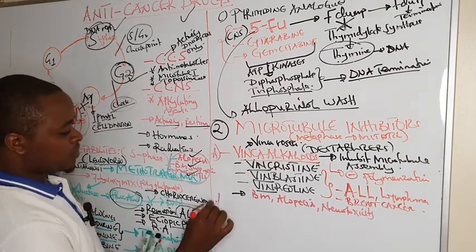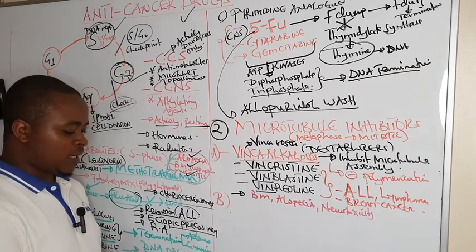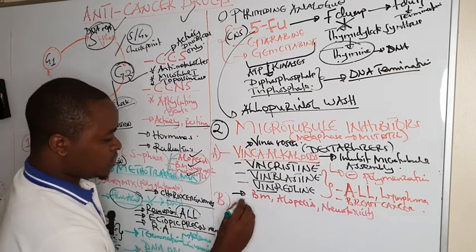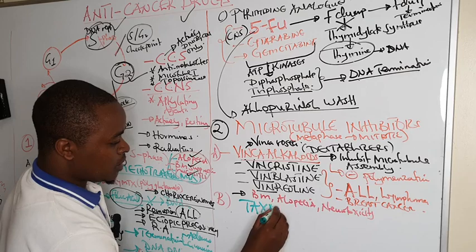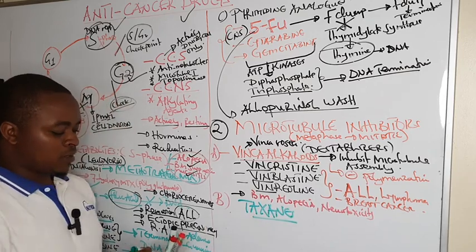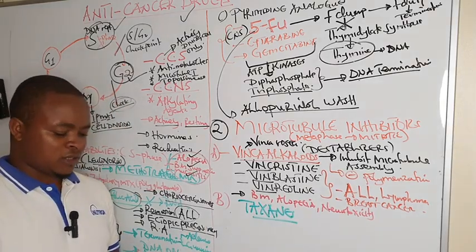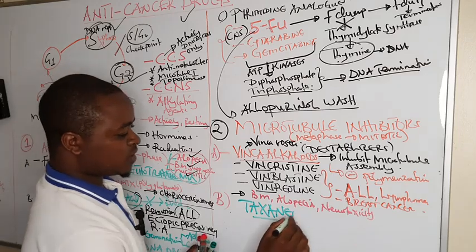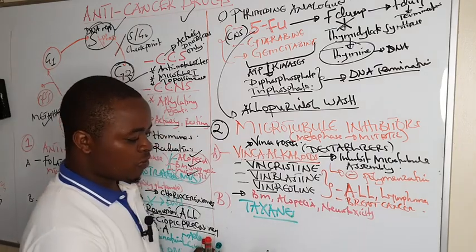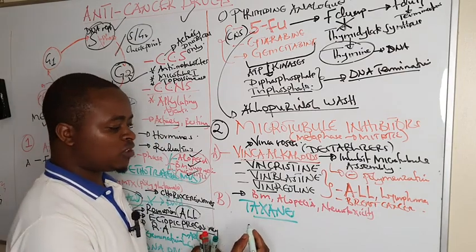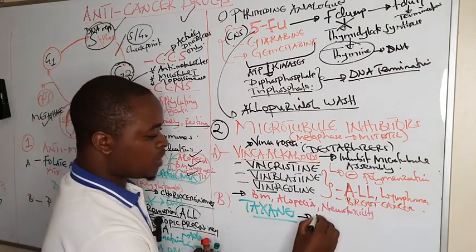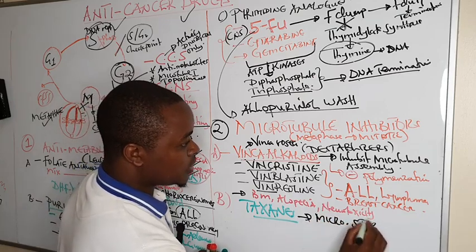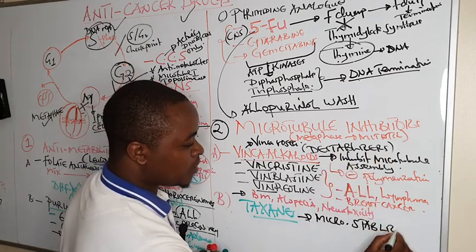The second category is the taxanes. These are very cytotoxic drugs. Maybe before we look at examples, let us look at their mechanism of action. These ones are known as microtubule stabilizers. The vinca alkaloids are destabilizers, but these are stabilizers.